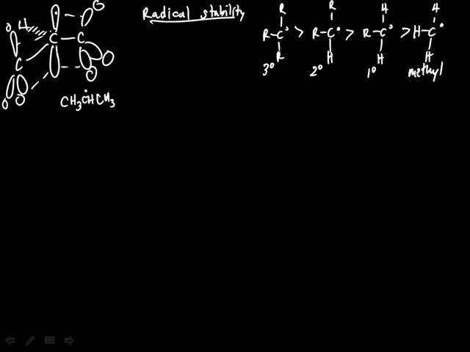Now, how would we measure this? Is this a measurable quantity? And the answer is really yes, because if the tertiary radical, for example, is easy to form, then it means that the energy involved in its formation will be lower, because we need to input less energy to form something that is stable. And that is, of course, measured by bond dissociation energies.